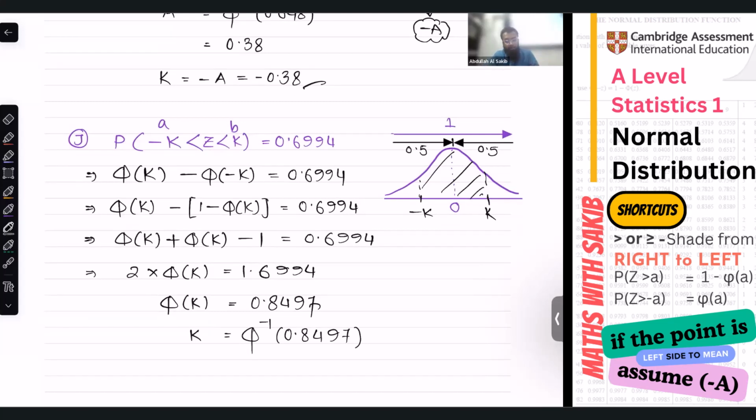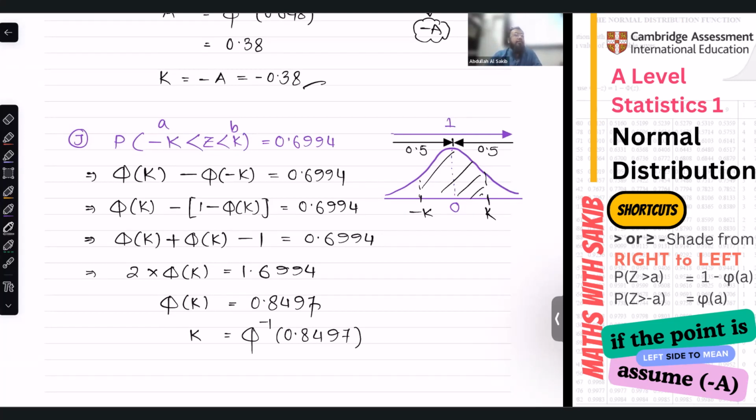You may ask, sir, why we are not considering minus K as minus A? Because it's already in minus form. Because it's already on the left side and that is minus. So that's why we are not considering anything new or any variable. Clear?